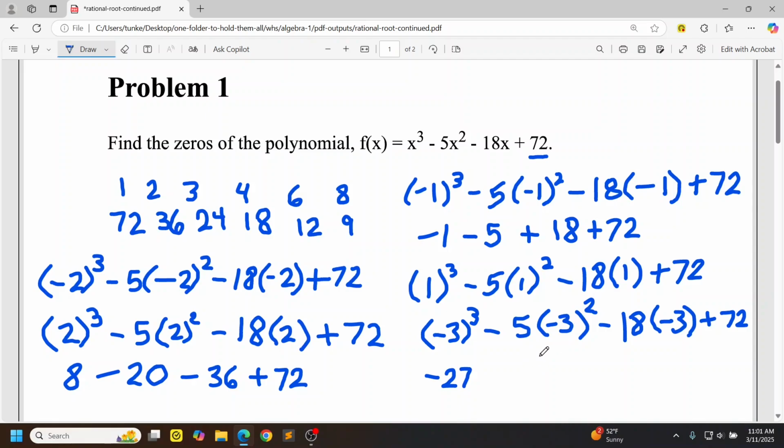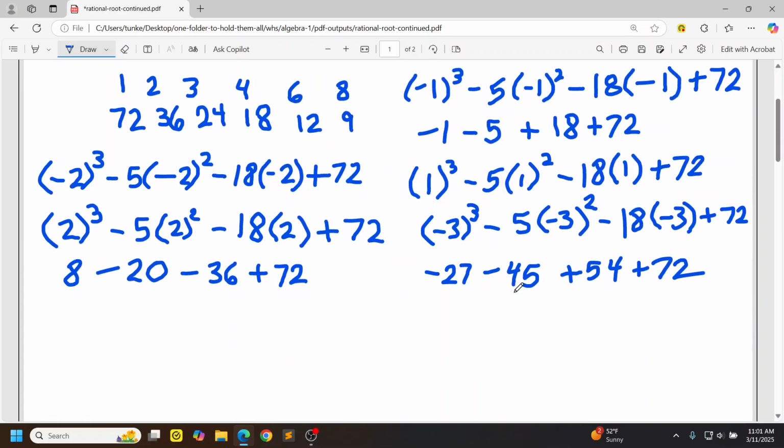Negative 3 squared is 9, so times negative 5 is minus 45. But then we got a negative and a negative, so that yields a positive. So it's going to be 54 plus 72. So again, we're not close. But let's try 3. So again, this is well over 100. This is not going to bring us down to 0.